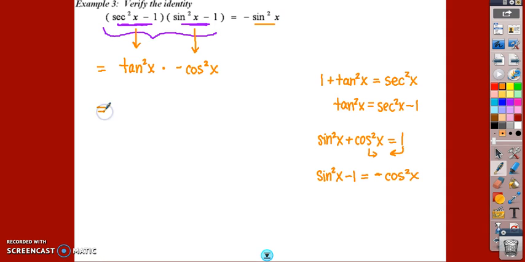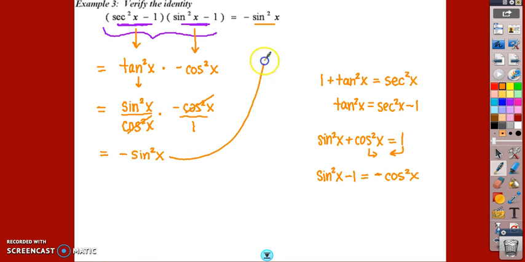So maybe here's another technique that I told you about yesterday. It still applies today. If you change everything to sines and cosines, remember the quotient identities. Look on your sheet if you don't remember. But tangent squared is sine squared over cosine squared. There go the cosine squareds. So I have sine squared times negative 1, that's negative sine squared. That's what I was trying to show, and so I'm done with that one.